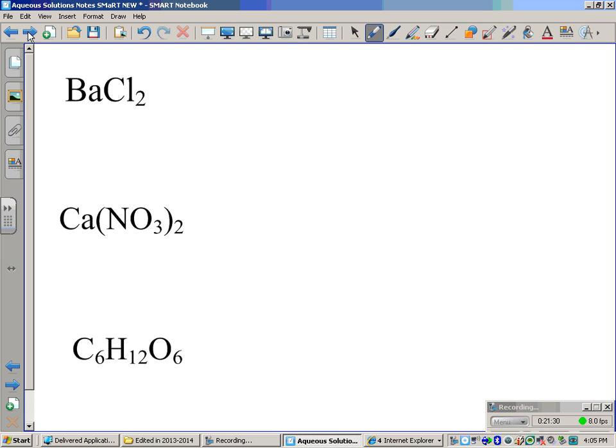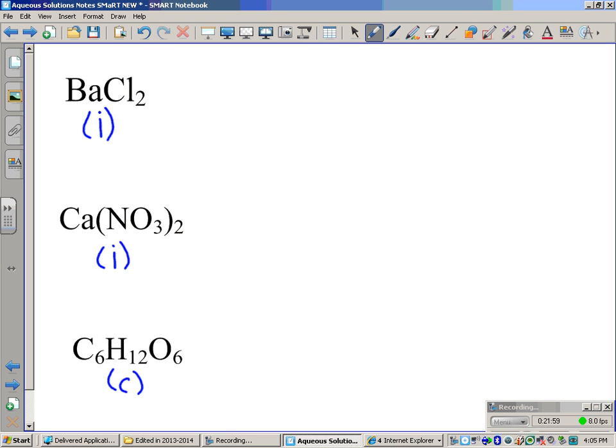The first thing you have to do, it's kind of like naming. The first thing you have to do is decide, is it ionic or covalent? So go down each one of these and determine if it's ionic or covalent. You can pause if you need to. Barium chloride is ionic. Got a metal and nonmetals. Calcium nitrate, ionic. Metal and nonmetals. C6H12O6, covalent, because it's all nonmetals.